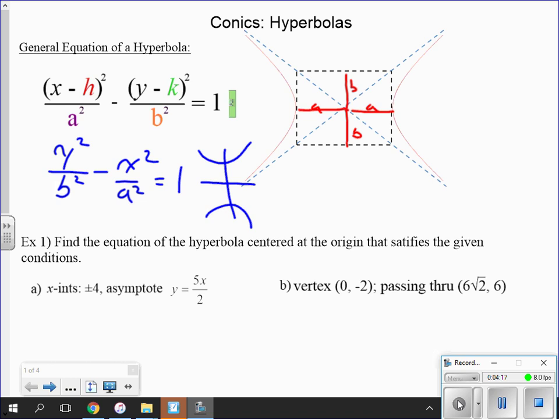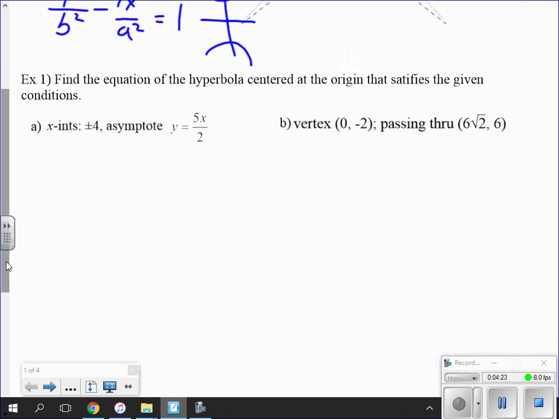Okay, let's write some equations. The first ones are nice because they're centered on the origin. So our h is 0 and our k is 0. So we're going to have x squared and y squared. The first one says our center is at the origin, our x-intercept is plus and minus 4. What that means is when we graph it, centered on the origin, we cross at 4 and negative 4.